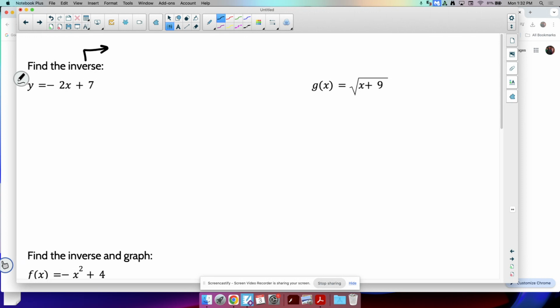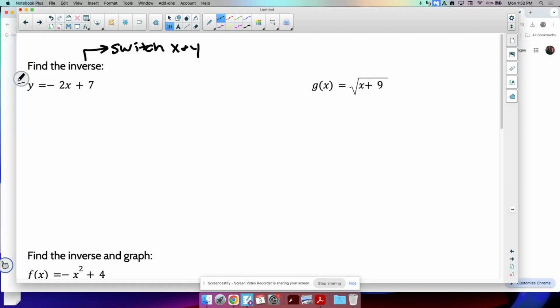Flip. You gotta switch the x and y. You switch your x and your y. That's all an inverse is. So in math, an inverse happens when your x and your y switch. Every relation on x and y switches, everything switches.